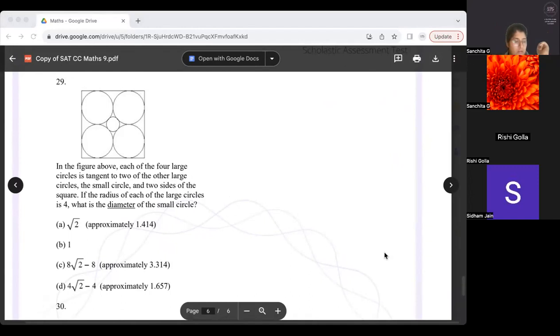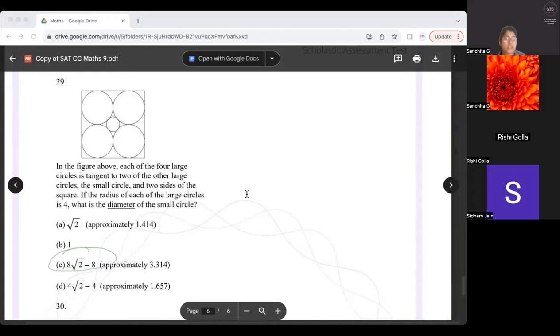Basically they gave the radius of the large circles as 4, so the side of the square would be 8, and the diameter between the two circles would be 8 as well. Then you would have to find the area of the square, the area of the circles, and subtract all 4 of them, to get the area of the small circle. Beautiful. My answer is C.